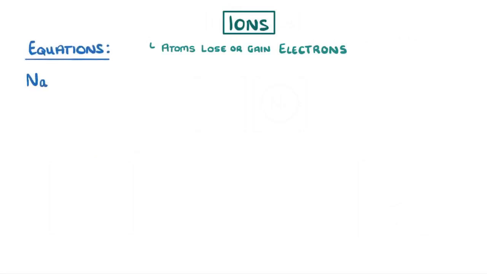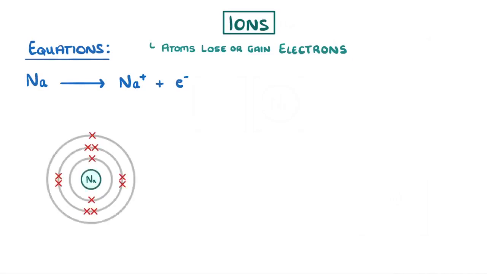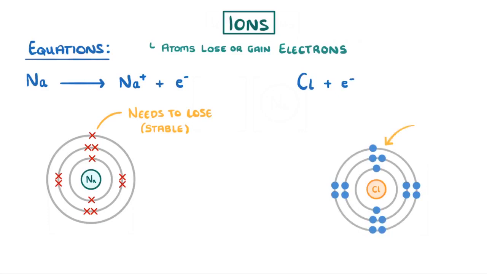For example, a sodium atom will go to form a sodium 1+ ion plus 1 electron. We know this because if we look at a diagram of a sodium atom, it has 1 electron in its outermost shell that it needs to lose in order to become stable. Because remember, stability is all about having a full outer shell. Meanwhile, for chlorine, we'd write that chlorine plus an electron, which we can see it needs to complete its outer shell, goes to form a 1- chloride ion.